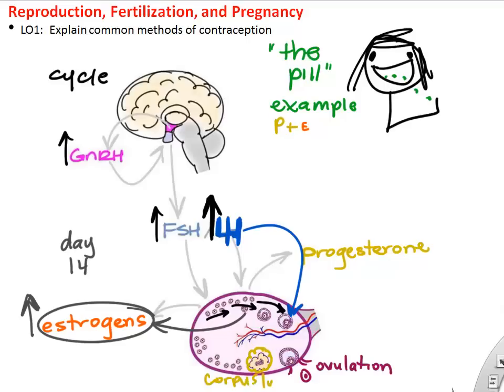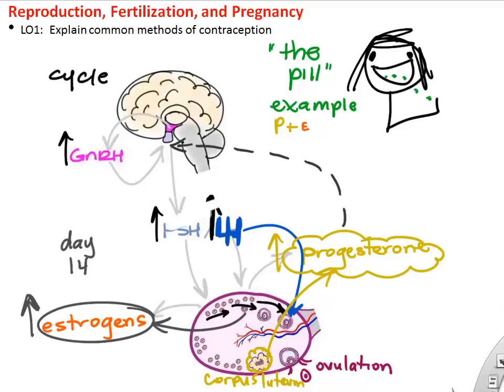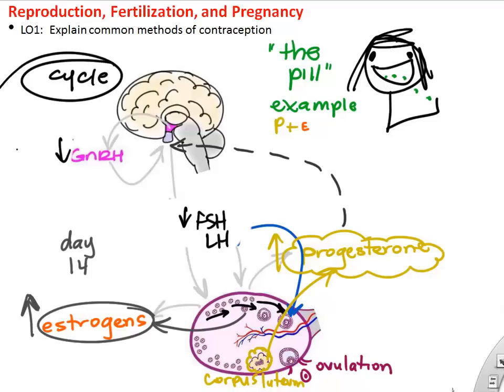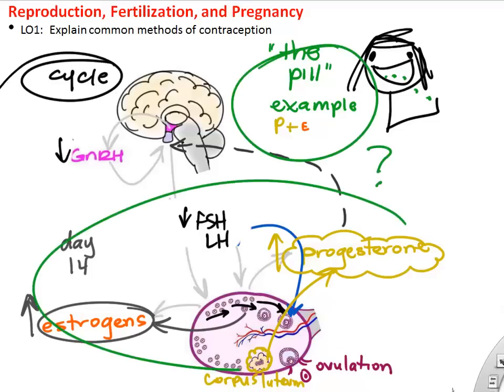And then we have the corpus luteum. Those leftover follicular cells produce lots and lots of progesterone in the second half of the cycle. The progesterone also negatively feeds back and decreases GnRH and FSH and LH during that part of the female cycle. So how does the pill work?